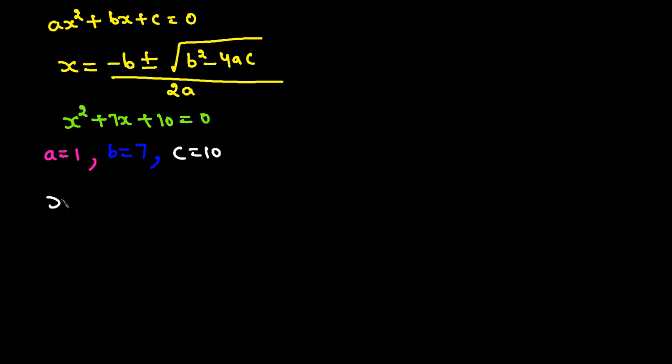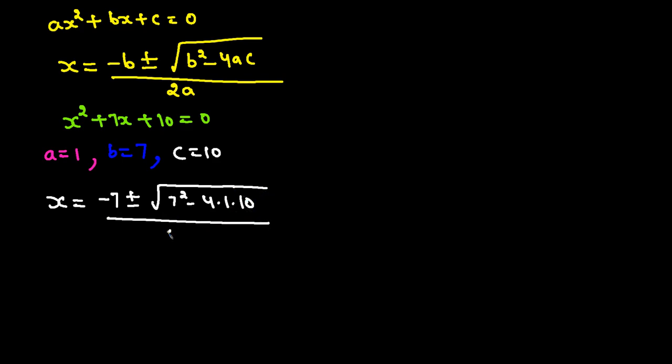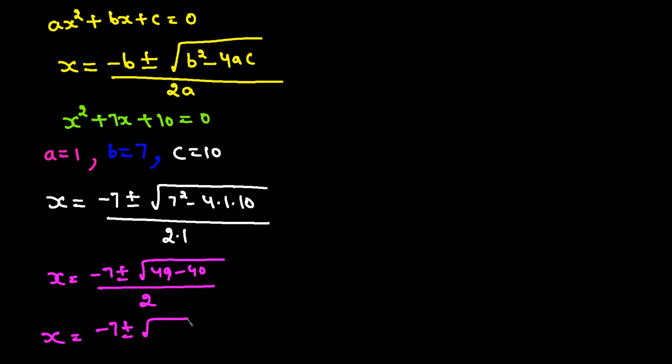So x is equal to minus b, which is 7, so minus 7, plus or minus the square root of b squared, 7 squared, minus 4 times a, which is 1, times c, which is 10, divided by 2a, 2 times 1. Okay, let's simplify it. This gives me x equals minus 7 plus or minus the square root of 7 times 7, 49, minus 4 times 10, 40, divided by 2. Then x equals minus 7 plus or minus the square root of 49 minus 40, which is 9, over 2.